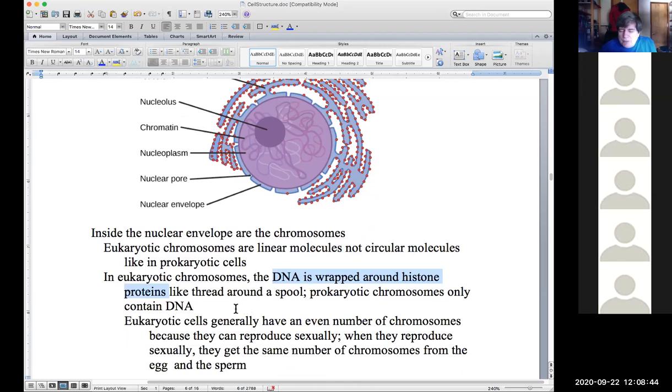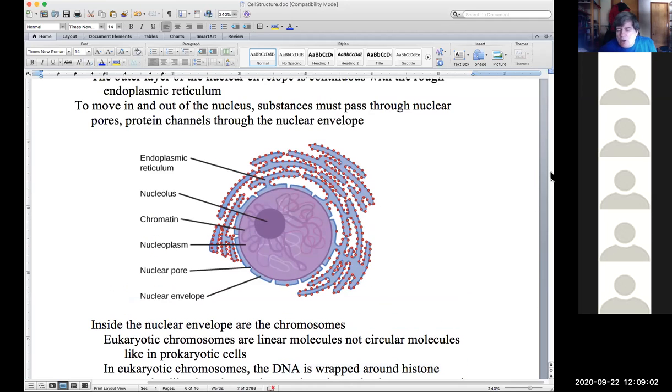And then the third difference is eukaryotic cells almost always have an even number of chromosomes. And this is because they can reproduce sexually. And remember, we said prokaryotic cells only have one chromosome. So we do still have chromosomes, but the chromosomes are very different than in a prokaryotic cell.